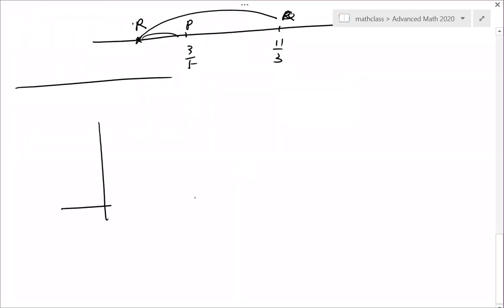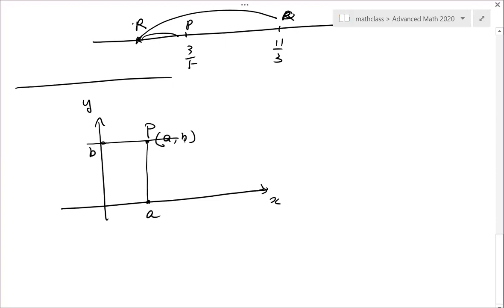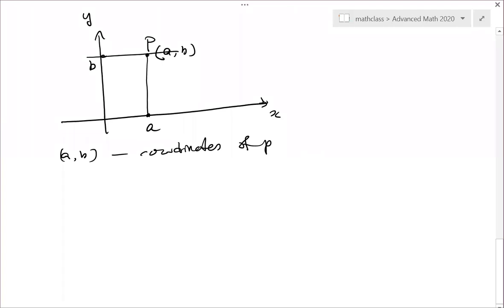Well, you have a so-called coordinate system. So this is called the x-axis, this is called the y-axis. And every point in the plane corresponds to two numbers. One is you draw the line here, you get A, and draw a horizontal line, you get point B on the y-axis. So now you use those two numbers to tell the location of that point. So A and B are called the coordinates of the point P.